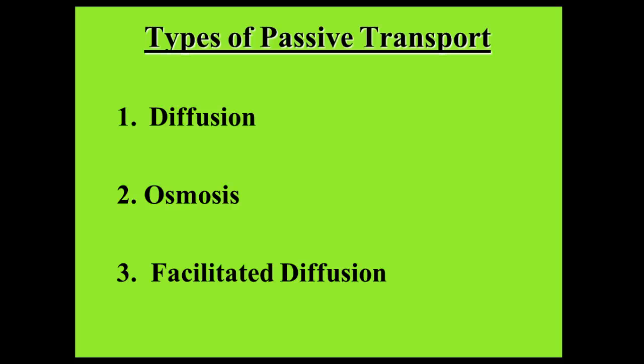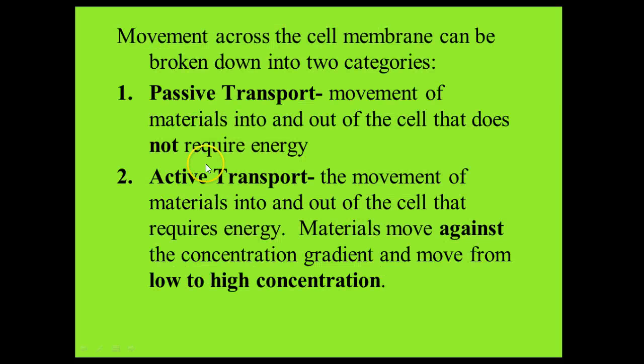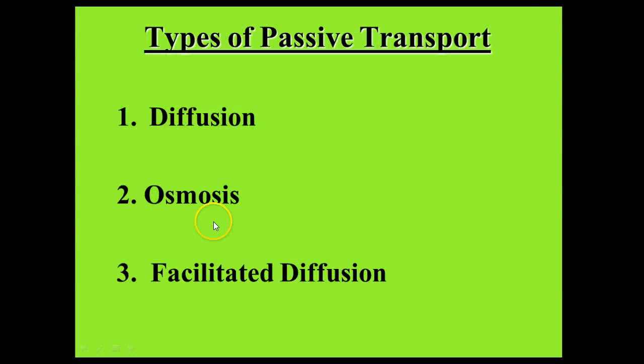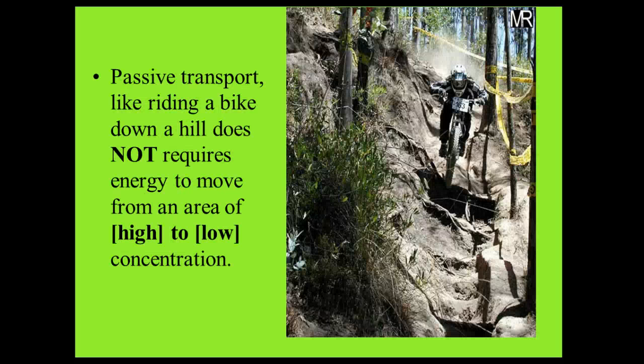So here we have the types of passive transport. We have diffusion, osmosis, and facilitated diffusion. And I'll talk more about active transport a little bit later. So here we're talking about diffusion, osmosis, and facilitated diffusion.